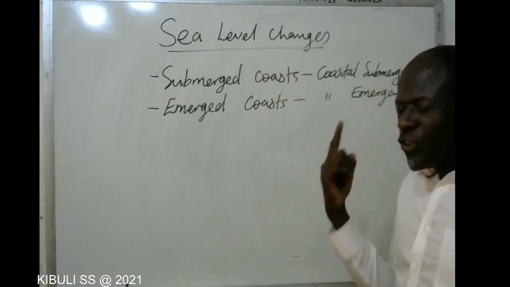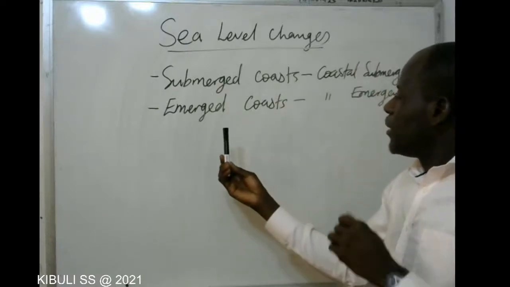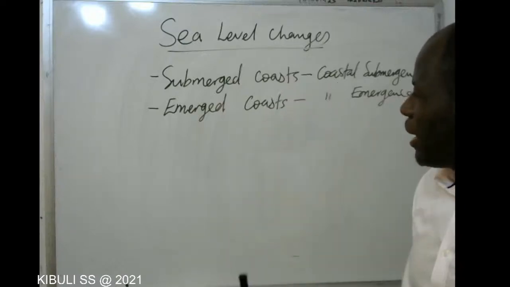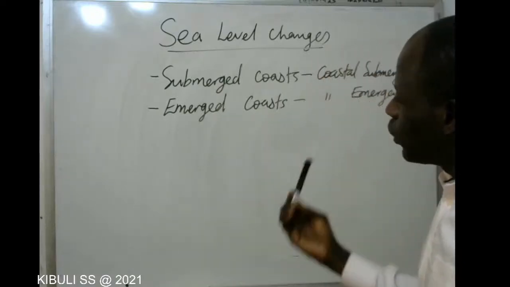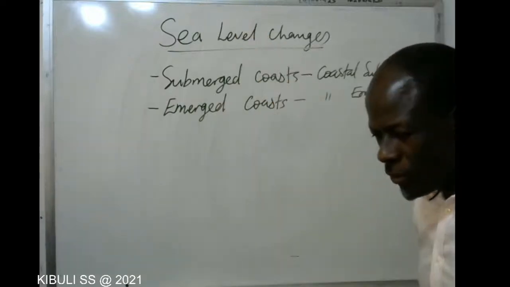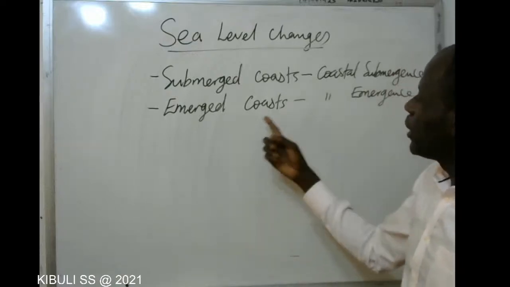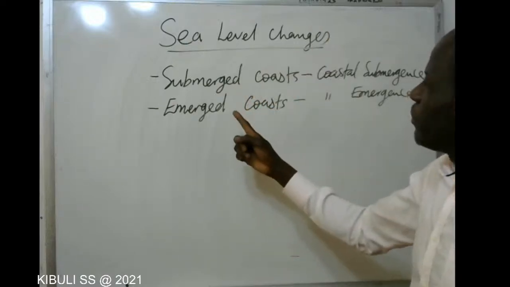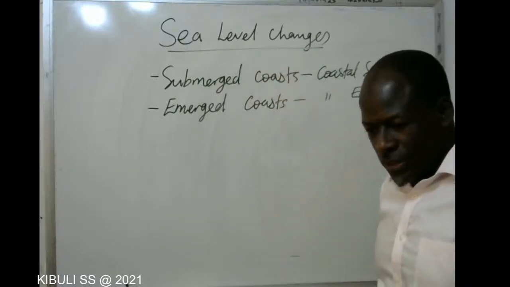While emerged coasts are those that form when part of the coast or part of the mainland that was formerly covered by water appears above the water level because of a fall in sea level. So when the sea level falls, the coast emerges above the water. So we call that one an emerged coast. So coastal submergence and coastal emergence are as a result of sea level changes.